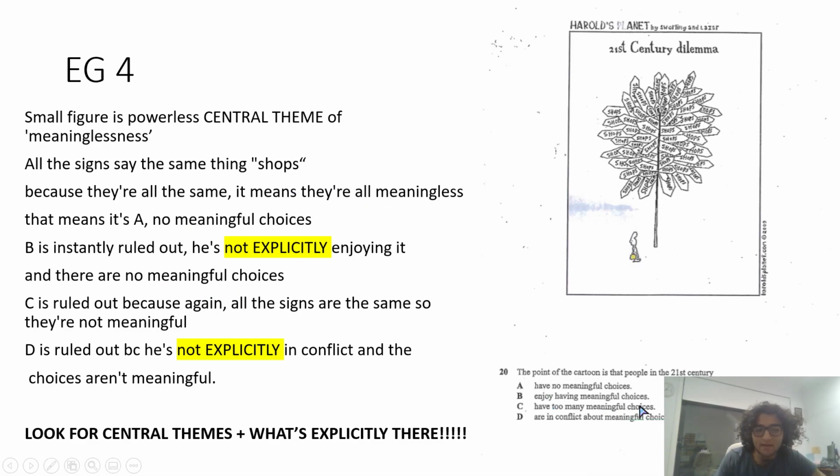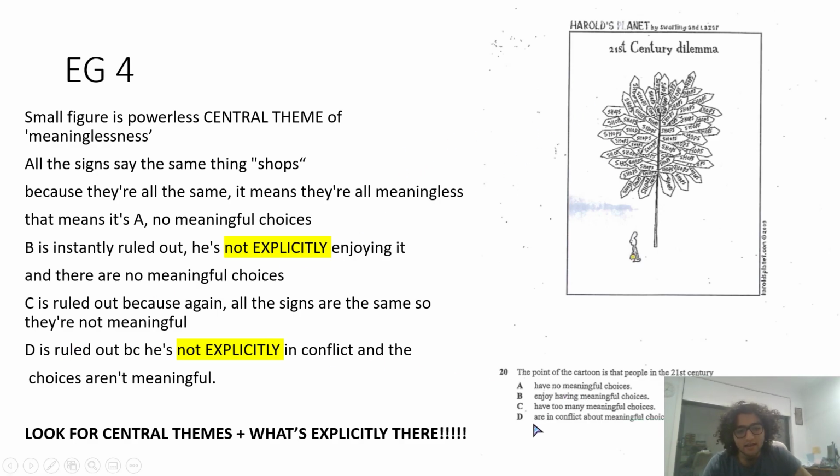C, have too many meaningful choices. C is ruled out because, again, all the signs are the same, so they're not meaningful. He doesn't have any meaningful choices, right? That's obvious because you could see that he has, actually, it's not so obvious. He has a lot of these choices, but does it mean anything for him to choose one over the other? No, they're meaningless. It's like if I highlighted everything on a page, then I've highlighted nothing at all. So it's meaningless in this sense.